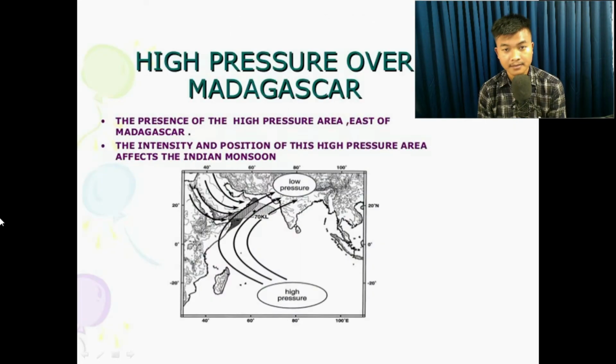And the next, high pressure over Madagascar. The presence of a high pressure area east of Madagascar, and the intensity and position of this high pressure area, affects the Indian monsoon. As we all know, air moves from high pressure to low pressure. The high pressure from Madagascar comes to fill up the low pressure in India, and this also causes the Indian monsoon.